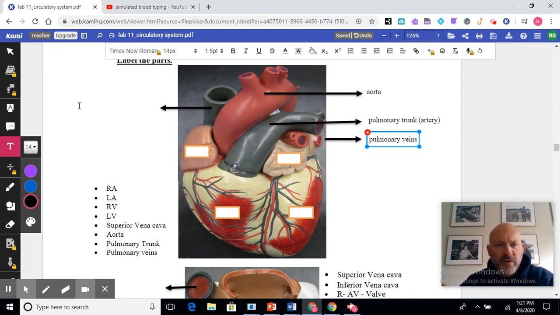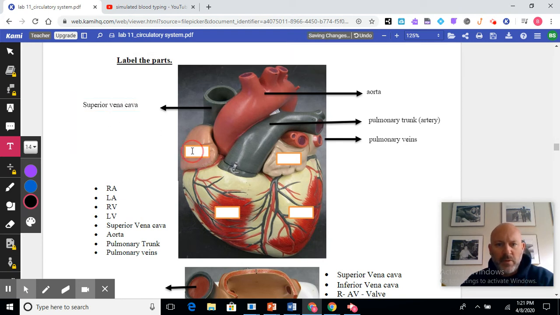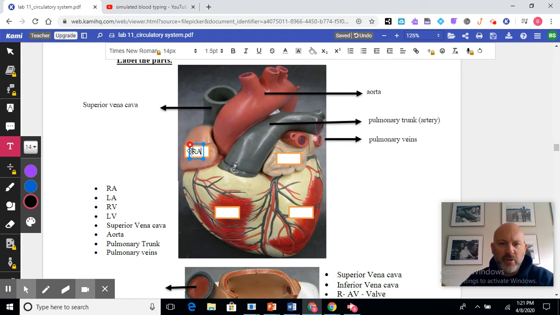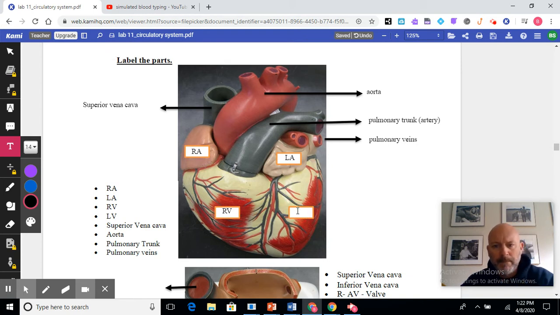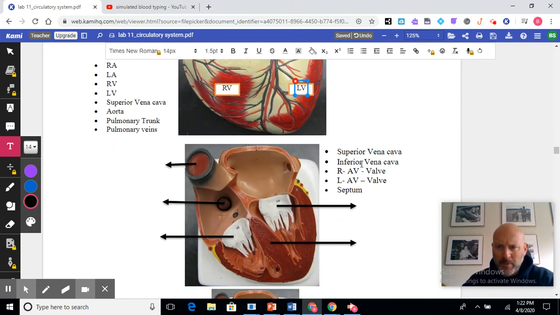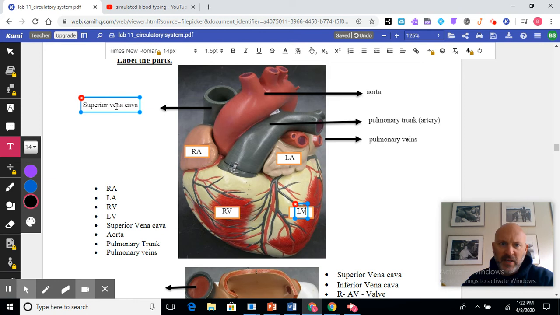This is the superior vena cava. We don't see the inferior vena cava. It's not part of the model, or it's being blocked by this area over here. So let's write that down. And here we have our 4 chambers, including the right atrium, right ventricle, left atrium, left ventricle. The superior vena cava again.